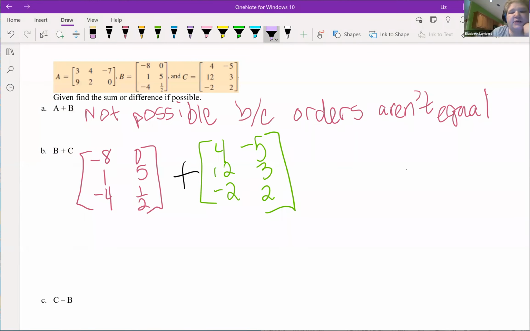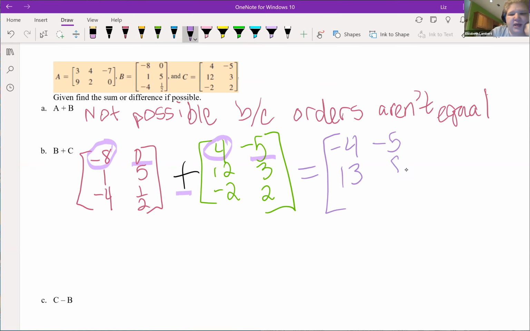On the next one, we literally do this entry by entry. So I'm going to take my first position here, -8 plus 4, and then I'm going to write it over here. -8 plus 4 is -4. Just like that. So each sum, I'm going to put the result in the position for where I'm adding them. So our next one, 0 plus -5 is indeed -5. Then we have 1 and 12 is going to be 13. 5 and 3 is going to be 8. -4 and -2 will be -6.